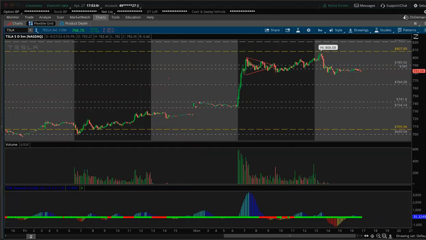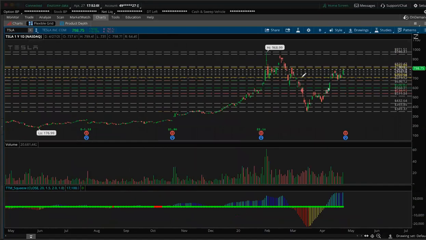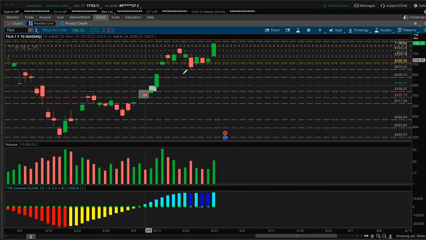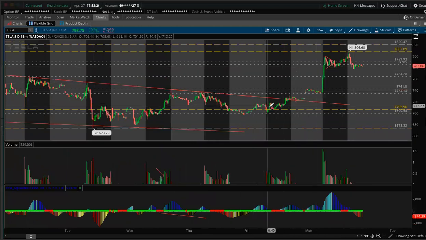First of all, if you look at the daily chart, you can clearly see that there was a bull flag forming on Tesla. That's just one thing. If you go to the 15-minute chart, you can see it's broken out of the bull flag, especially when it came to pre-market.